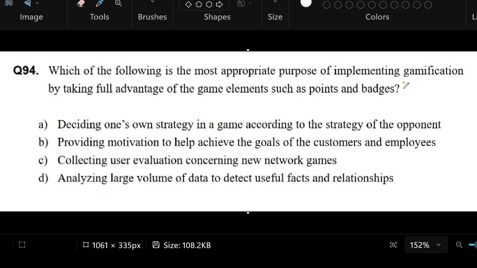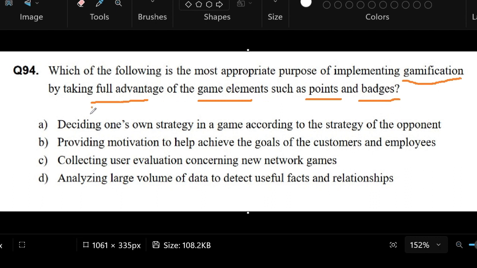Okay, let's highlight the keyword gamification. We want to take full advantage of the game elements such as points and badges. The way to answer this question is to, of course, read each and every choice that we've got. Let's start off with letter A. It's saying that it's deciding one's own strategy in a game according to the strategy of the opponent.